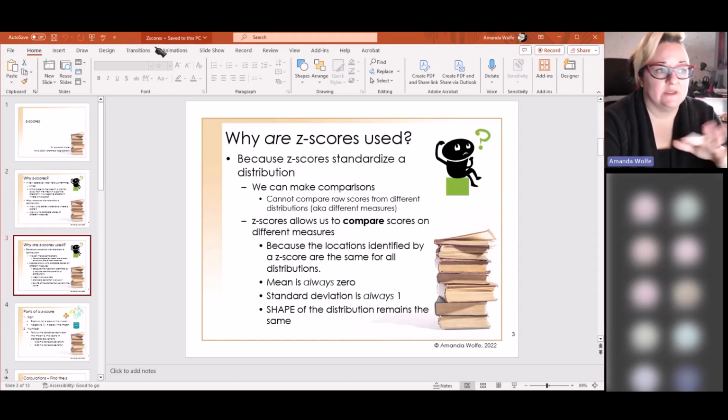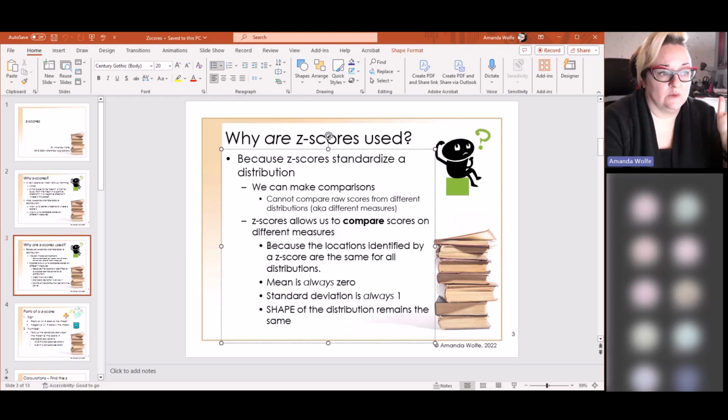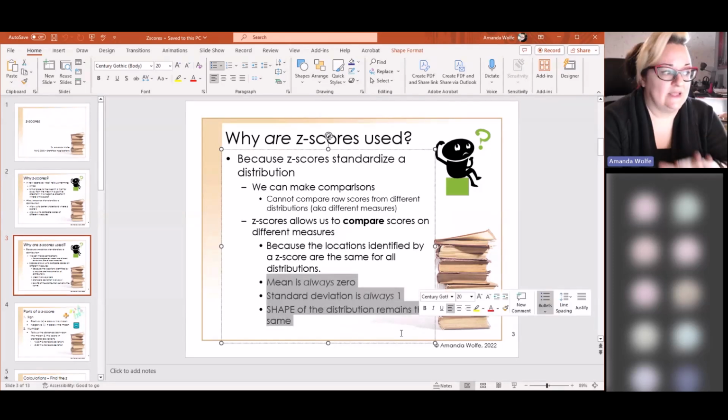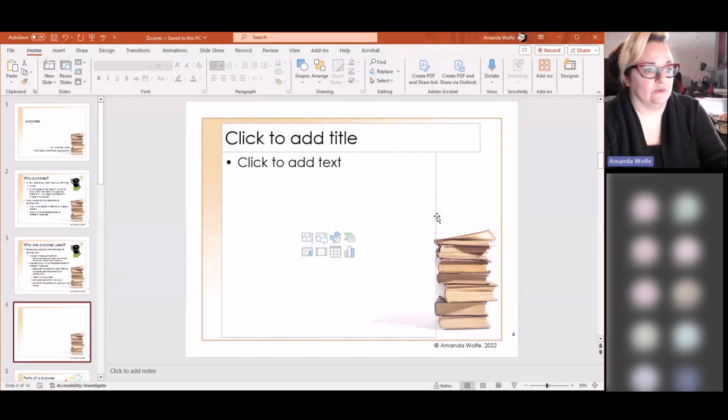So again, why do we use them? I've kind of said all this. It's so we can make comparisons and we can better understand where a score is. So how do we do that? It says here that z-scores allow us to compare because we've standardized it on the same shape. So I'm going to insert a slide here and just draw it for you.